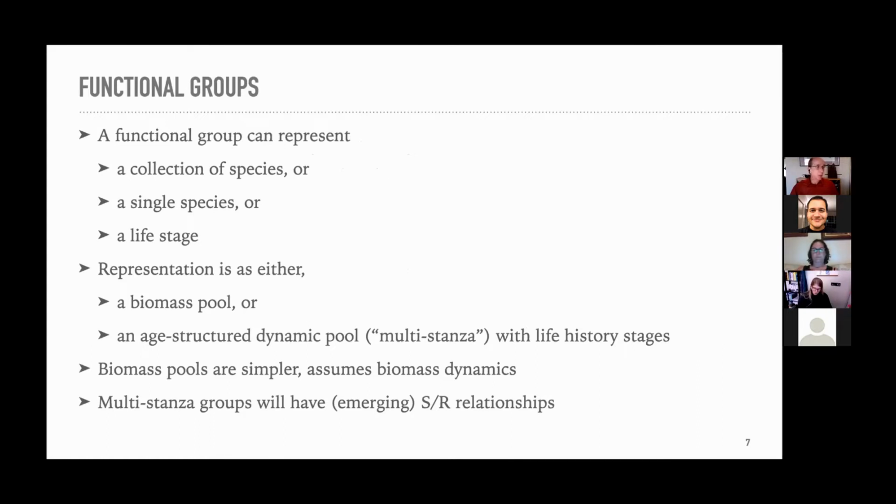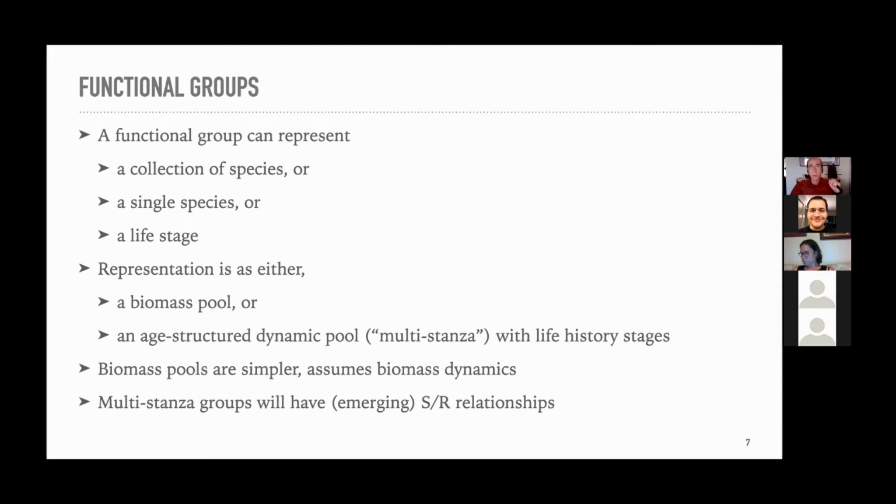And a functional group can represent a group of species, it can be a single species, and it can even be a life stage. We have the option of representing a functional group as the unit. That's what's on each line, that's what makes each equation when we set up that set of linear equations that you don't really have to worry about, just what I said before. But these functional groups, meaning the things we put in the spreadsheet, in the interface, can be either a biomass pool, or what we call a multi-stanza group.